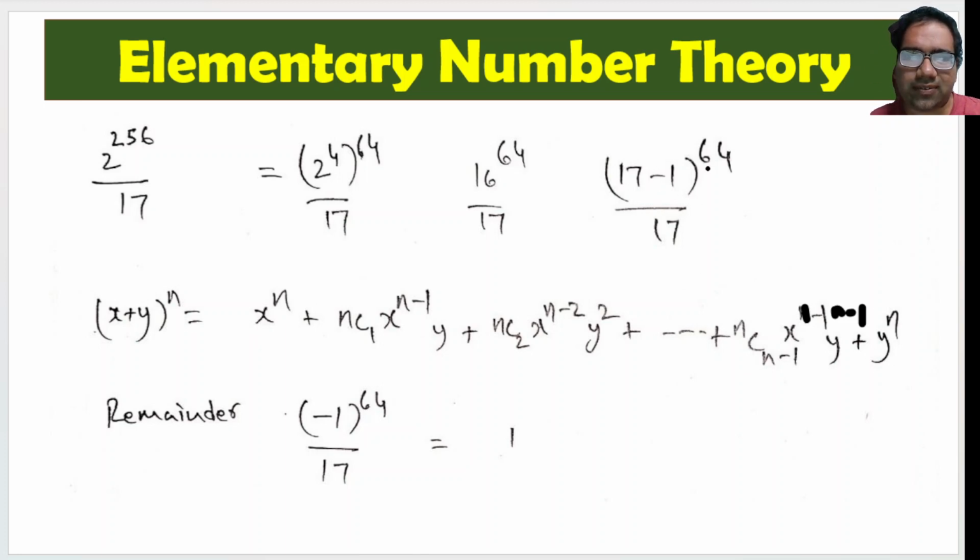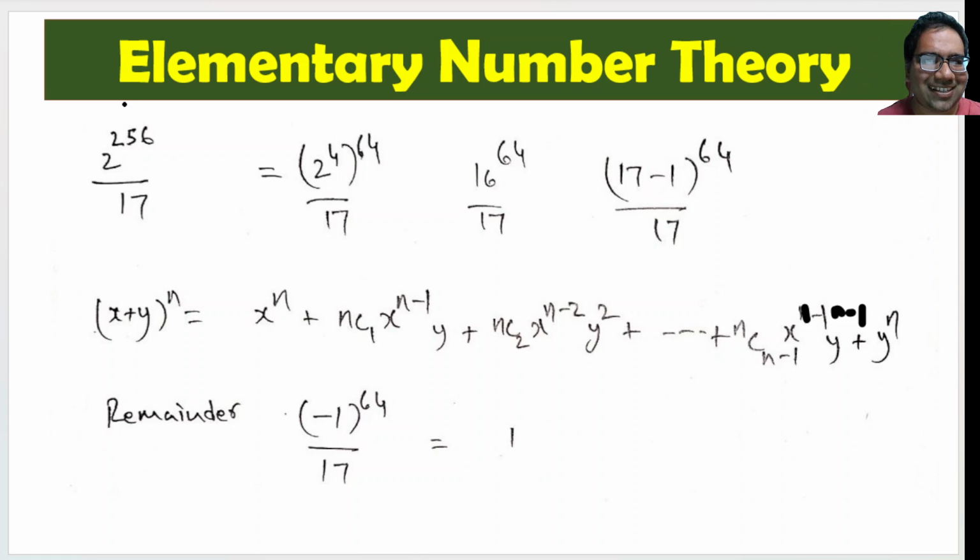What is y power n? It is (minus 1) power 64. Except the last one, everything else is a multiple of 17. So all these terms, when divided by 17, give remainder 0. We are not worried about that. The only thing we are worried about is (minus 1) power 64 divided by 17. Minus 1 raised to an even power is always plus 1. 1 divided by 17 means the remainder is actually 1.